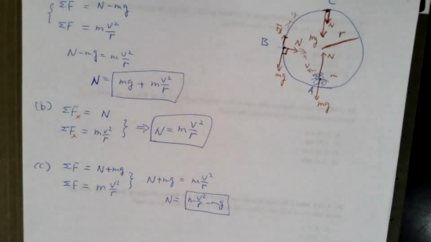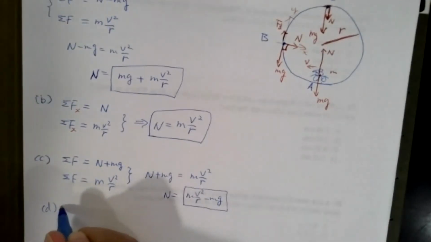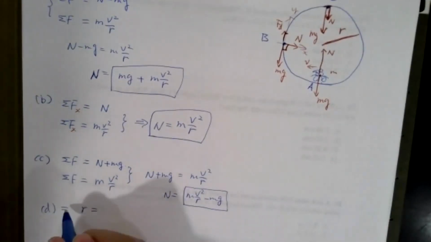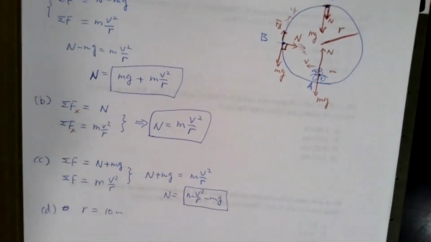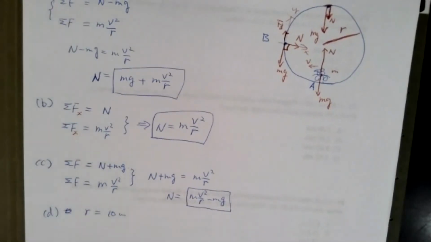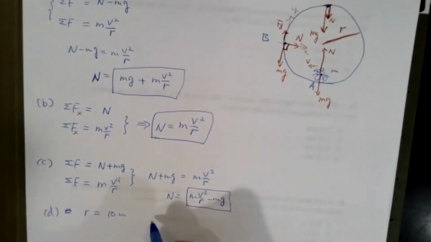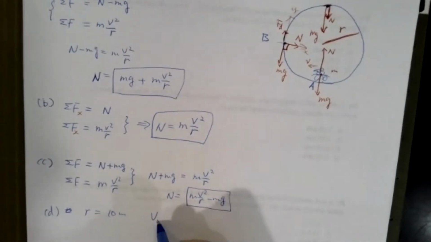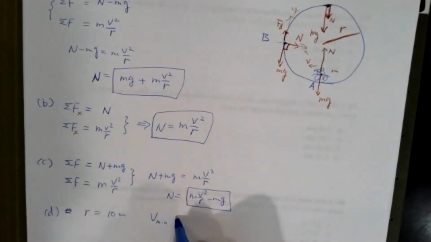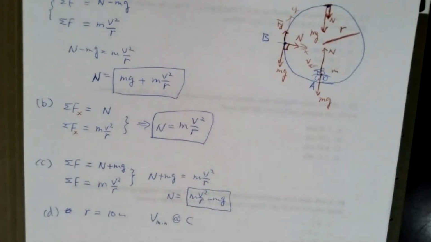Question you might have? Okay. Now, if not, in part D, it tells us that the radius is equal to 10 meters. So it's asking what would be this v, or minimum v, at point C, so that the motorcycle doesn't fall off the track. Okay.